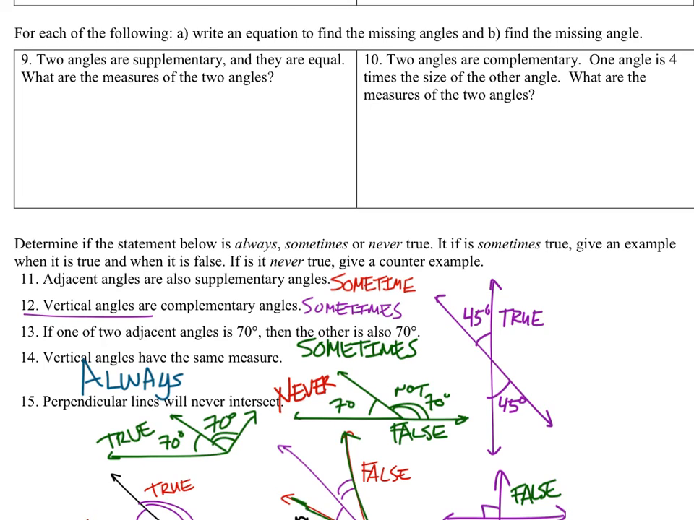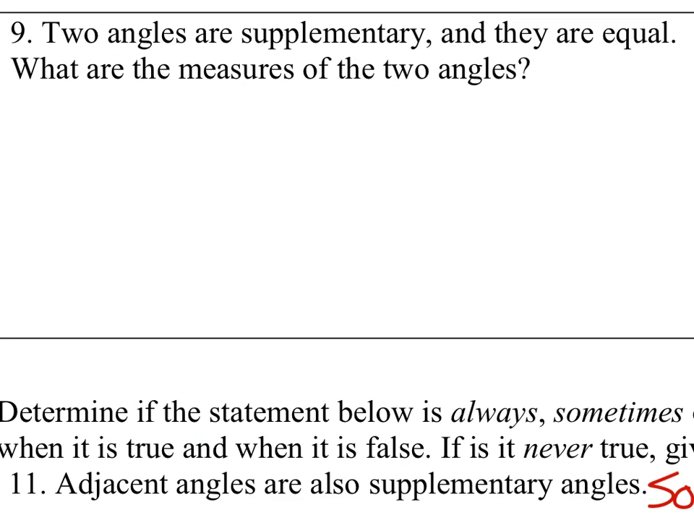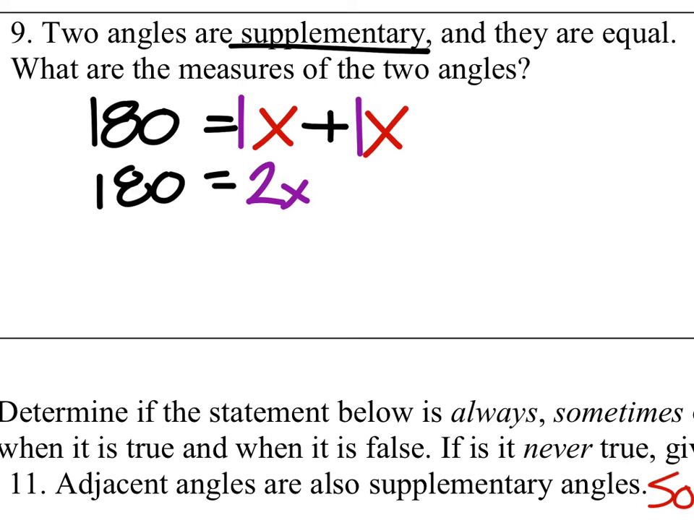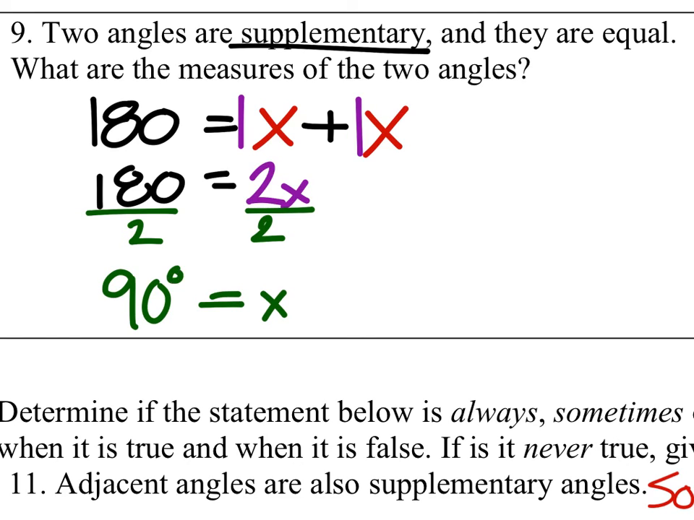For each of the following, write an equation to find the missing angles and then find the missing angle. Two angles are supplementary, so that's 180 degrees. They are equal. What are the measures of the two angles? So that means we're going to take one angle, but the other angle is the same, and we need to add those together. So we'll make this 1x and 1x. That would give us 2x. Then we'll divide both sides by 2, and that would tell us the measure of not just one, but both angles, because they're the same, 90 degrees.